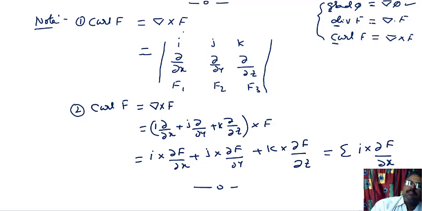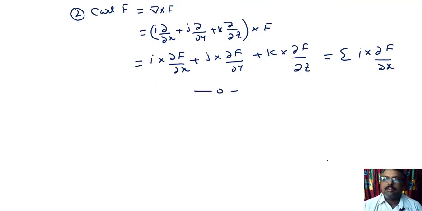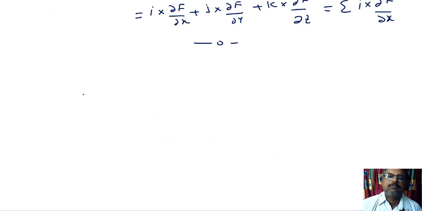So I will repeat again. Curl f equals del cross f. To find del cross f, simply find the determinant of i, j, k, dou by dou x, dou by dou y, dou by dou z, f1, f2, f3. Another notation for curl f: del cross f, i dou by dou x plus j dou by dou y plus k dou by dou z, cross f. This is i cross dou f by dou x plus j cross dou f by dou y plus k cross dou f by dou z, simply written as sigma i cross dou f by dou x. Now we will discuss a problem.